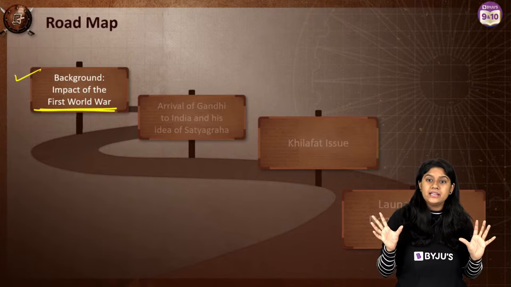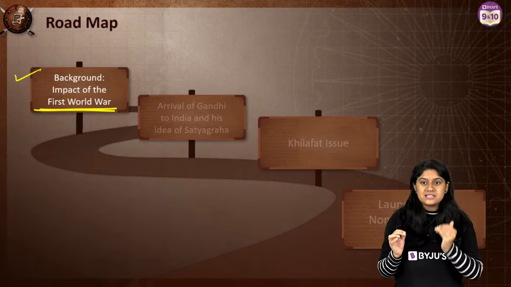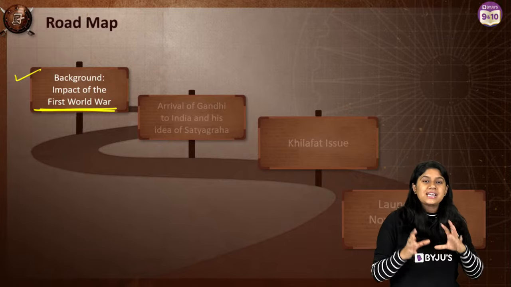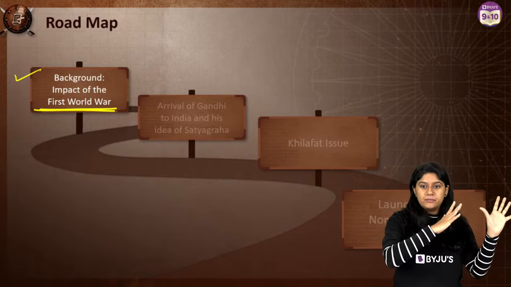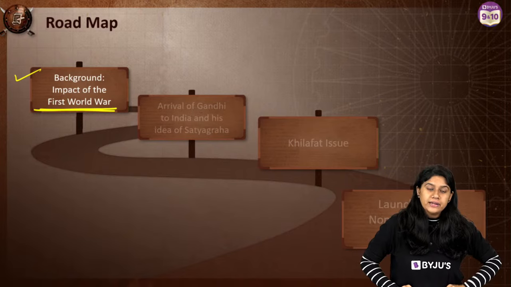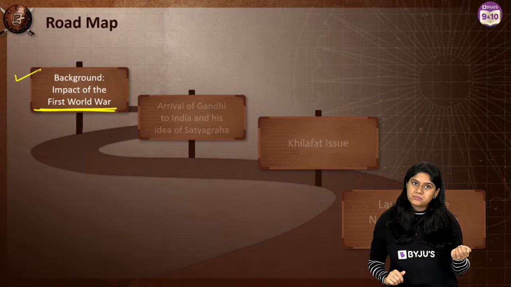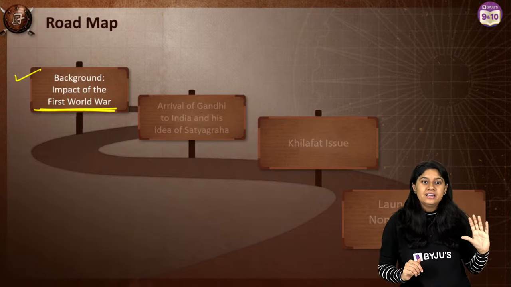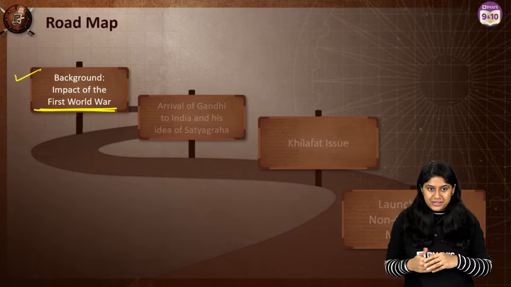So we are already in the 20th century, the beginning of the 20th century, the ending of the 19th. See how we write the centuries is the opposite, right? So in this, we are starting from 1900, 1912 approximately, and from that year till the independence.